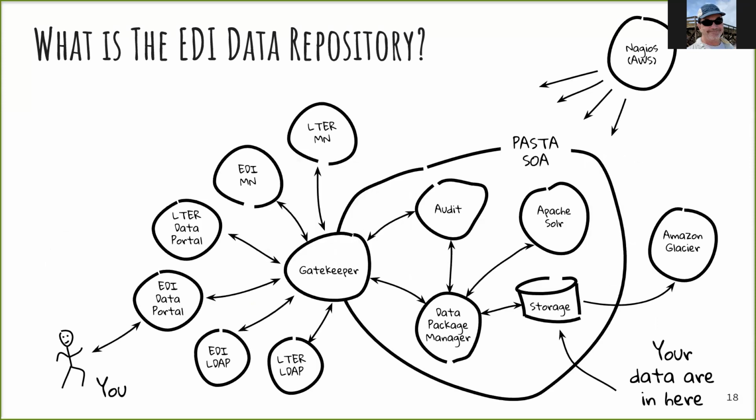The PASTA software stack is based on a service-oriented architecture, and I'll talk a lot about that towards the latter part of this presentation. But there's a lot of things that interact with PASTA. We have a number of member nodes, we have 2 data portals, we have a couple of LDAPs that we use for authentication. We talk to Amazon Glacier, we have a state of health monitor out there also.